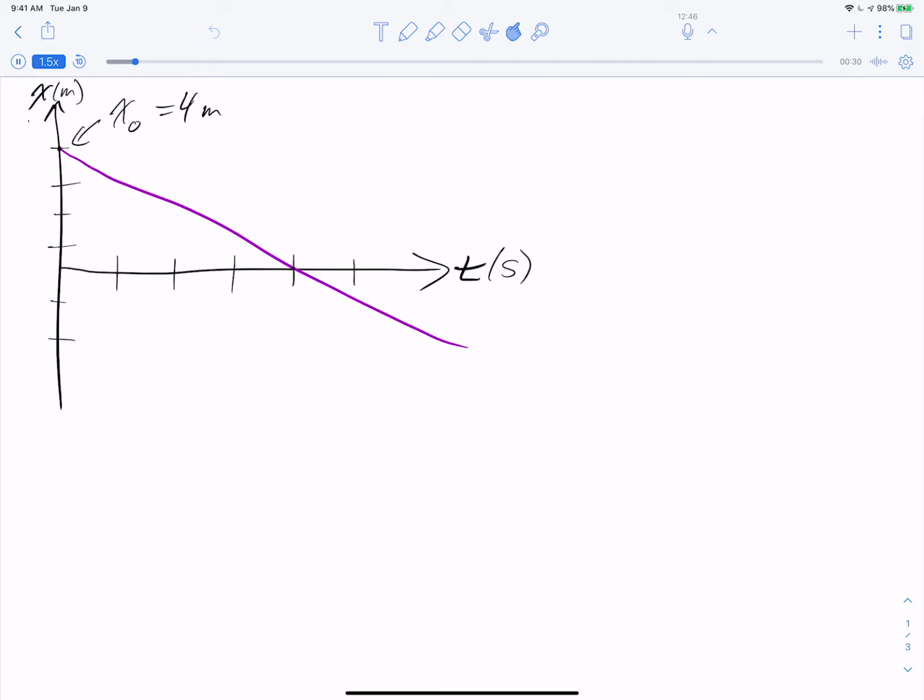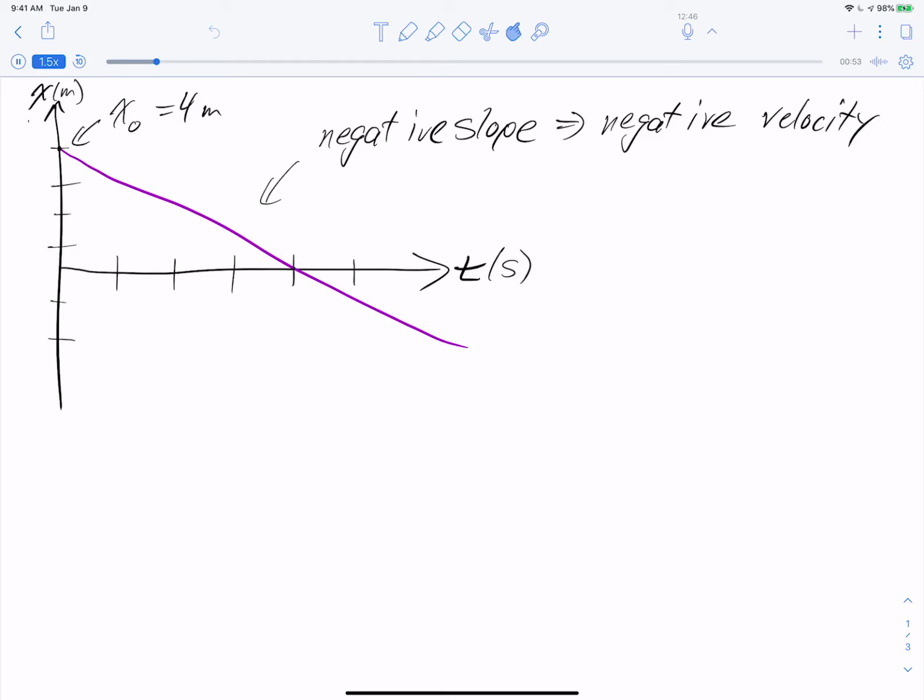Okay, so now I can see that this is a straight line graph. And what that tells me from the slope, well, the slope is negative, right? So the negative slope means negative velocity. And that slope is constant, right? So it's a straight line, so the steepness is the same everywhere. So that means that I have a constant velocity. Right? So I can write constant. Negative constant velocity.